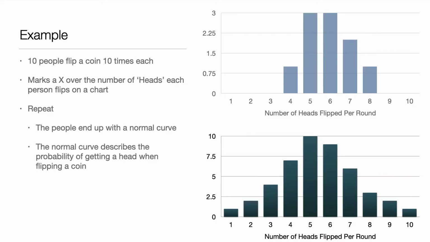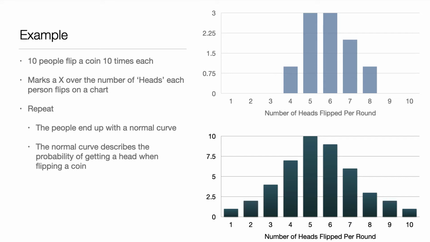So I'm going to give you two examples. The first one is, imagine we've got 10 people in a room and they flick a coin 10 times each. Go over to a chart and it's got the amount of heads that have been flipped written at the bottom, and they just put a cross over the number which represents what they got. So in this example, we had quite a few people say, well, I had 4 heads.